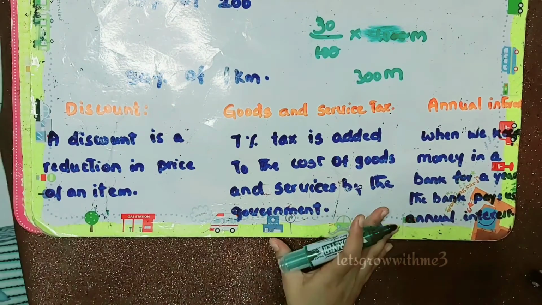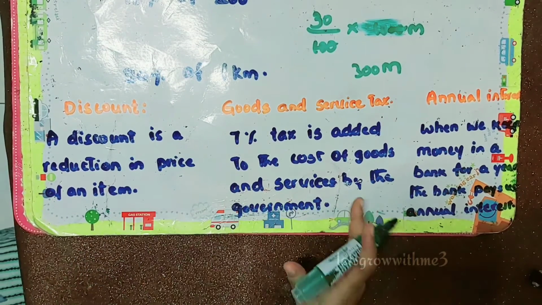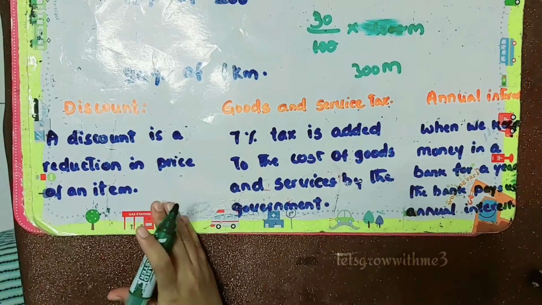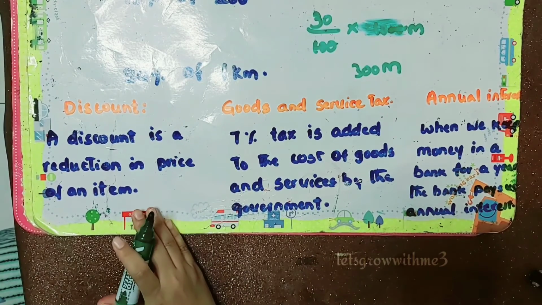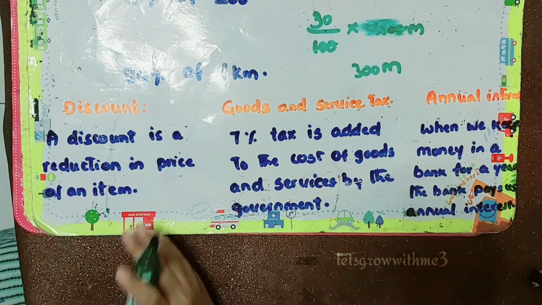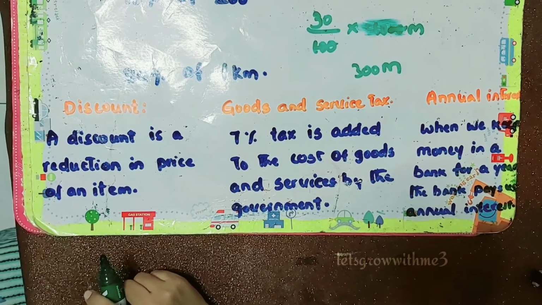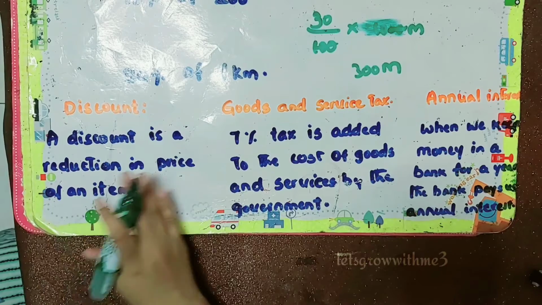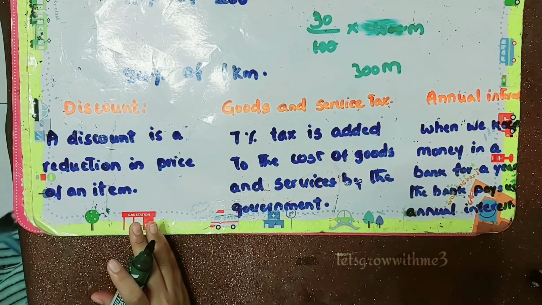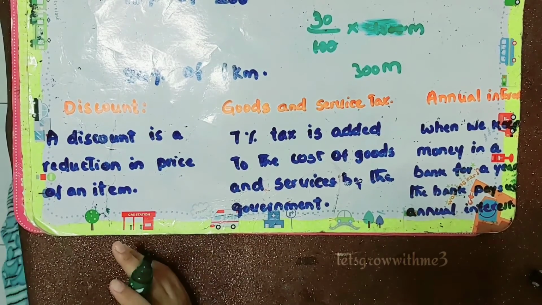Now let's see applications of percentage, where we will use our percentage concept. That is discount, GST and annual interest rate. So what do we mean by discount? A discount is a reduction in price of an item. Whenever we are purchasing some items, we will get some percentage of discount, so we need to remove that. Okay, that is called a discount, and we will use our percentage concept there.